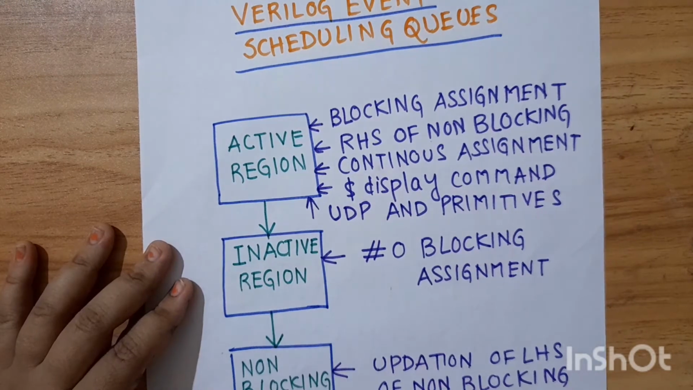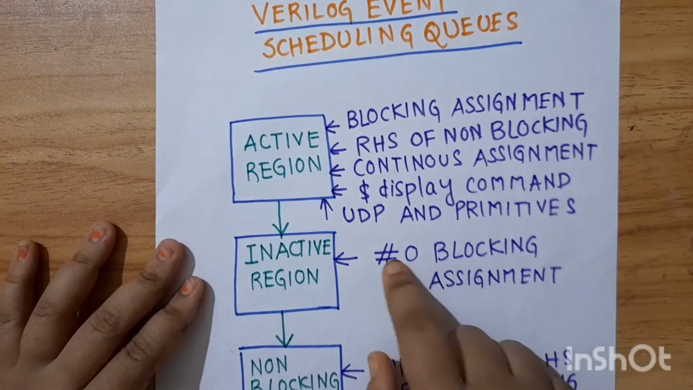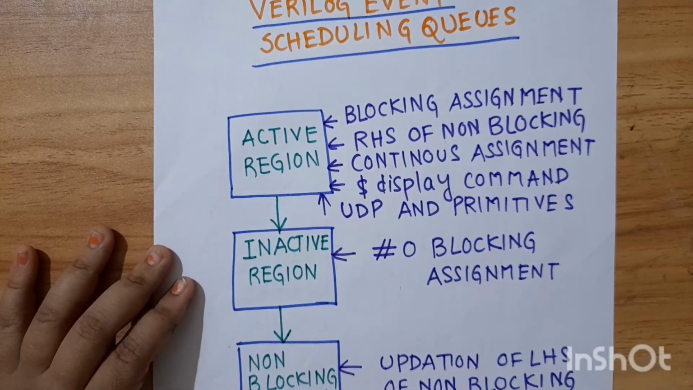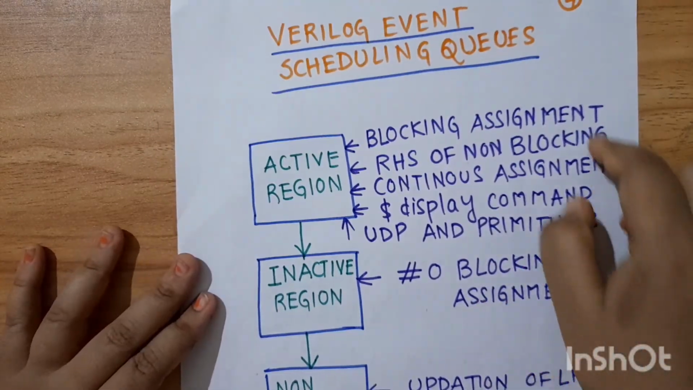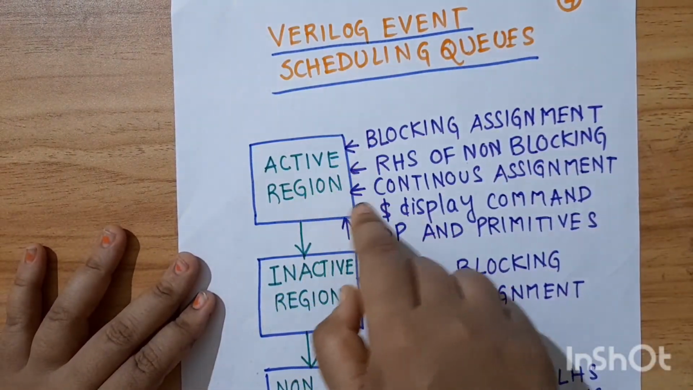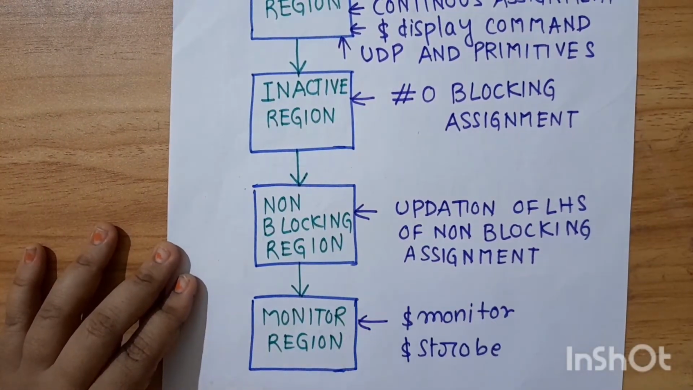Then there is the inactive region, that has #0 blocking assignment, that has 0 delay. 0 delays come under the inactive region. So the order of execution is in this way only: first the active region, then the inactive region, then comes the non-blocking region.